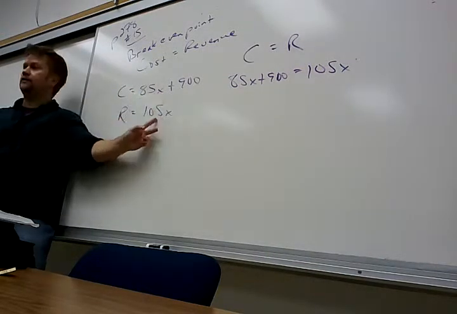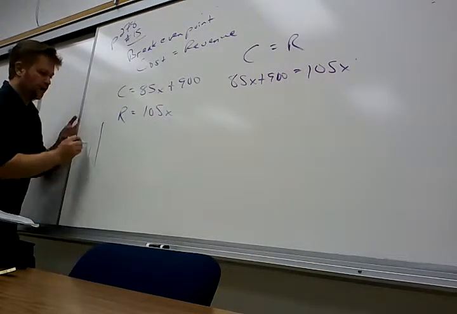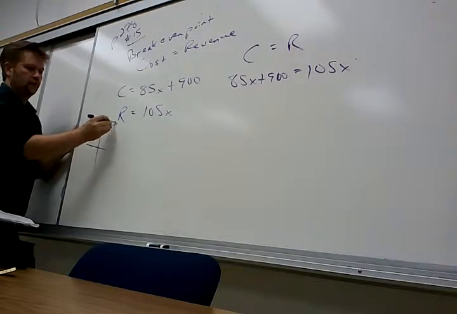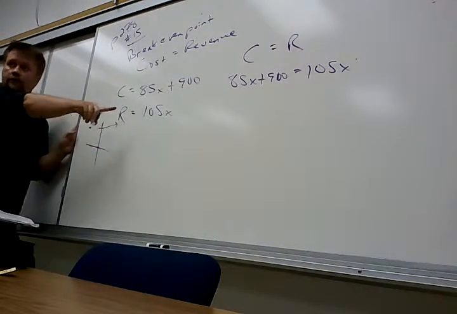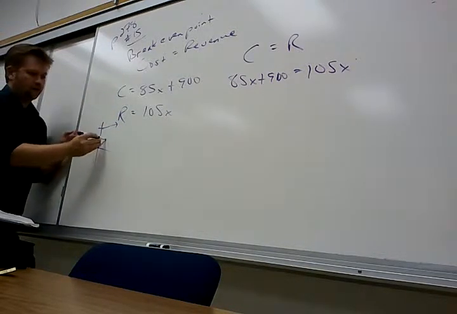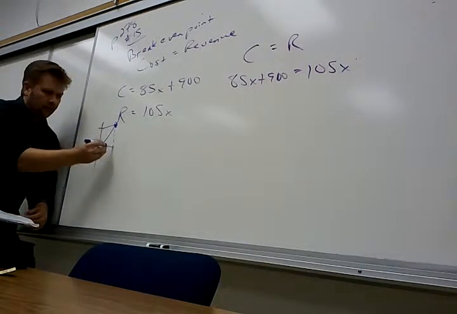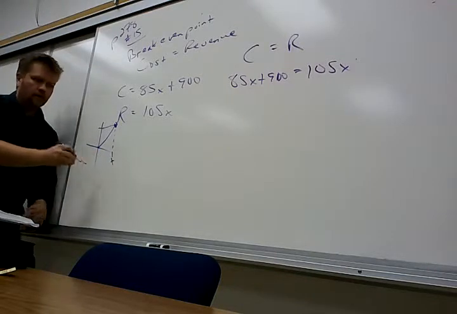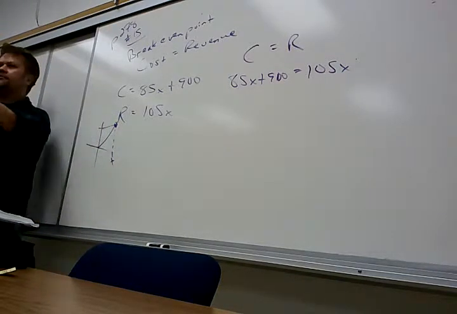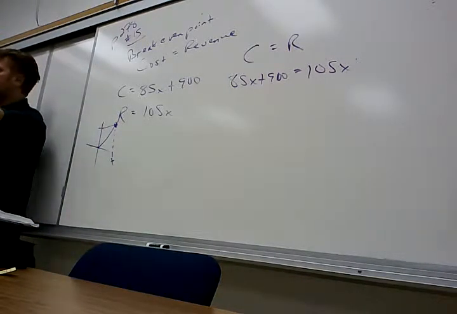So if I were to graph these two things, here's my cost. It starts at 900 and it goes up. My revenue starts at 0, right? But it goes up faster. So at some point it's going to catch up with my cost. That's the number of things I have to make just so I can get back the money that I spent to get my business going.